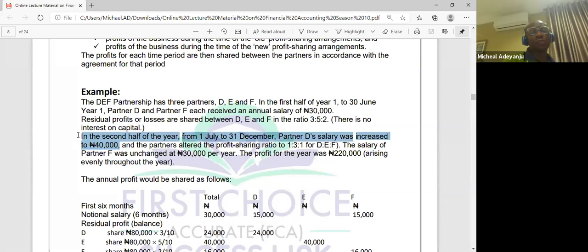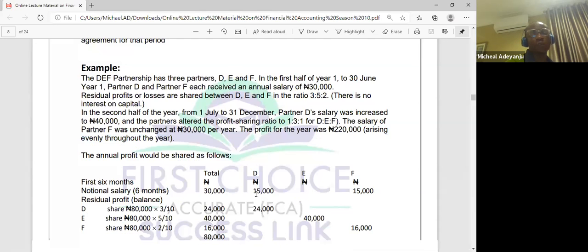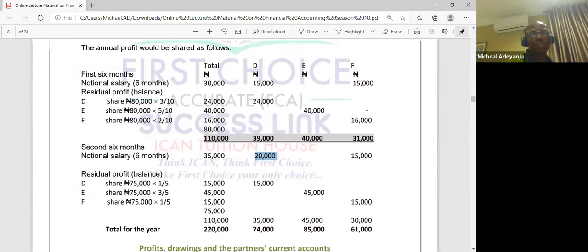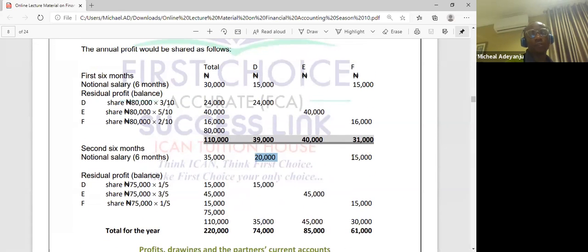And if his annual salary was increased to 40,000 naira, then for the second half of the year, he will be collecting 20,000 naira because it has already increased. And that was how we got a notional salary of 20,000 naira. Then F was unchanged, so we have 15,000 naira. So for this second 6 months, the notional salary for both of them was 35,000 naira.